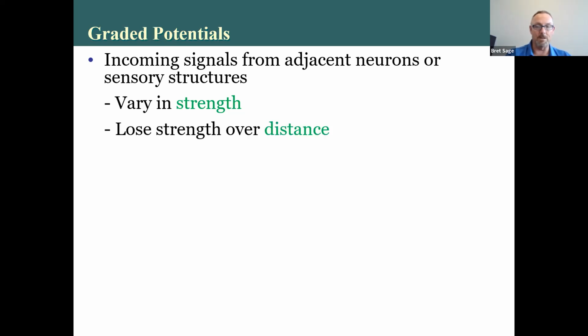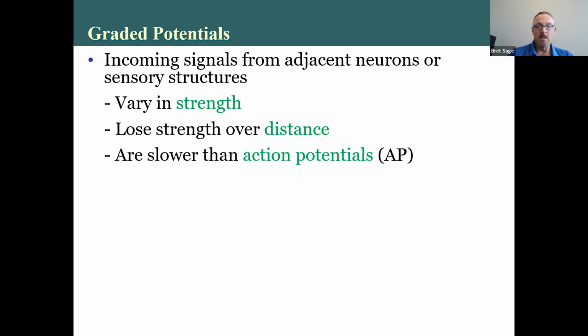So it loses strength over distance. It can fade in the same way that waves on a lake or pond fade out in their strength. We're going to see that's a pretty good analogy for how these signals spread. They move much more slowly because they don't jump, and I'll tell you why action potentials are so much faster. A good analogy for that is, do kangaroos walk faster or jump faster? Well, obviously they jump faster. So we're going to see that action potentials move kind of like kangaroos. But in this case, the graded potentials are slow. They don't jump in the same way that action potentials do.